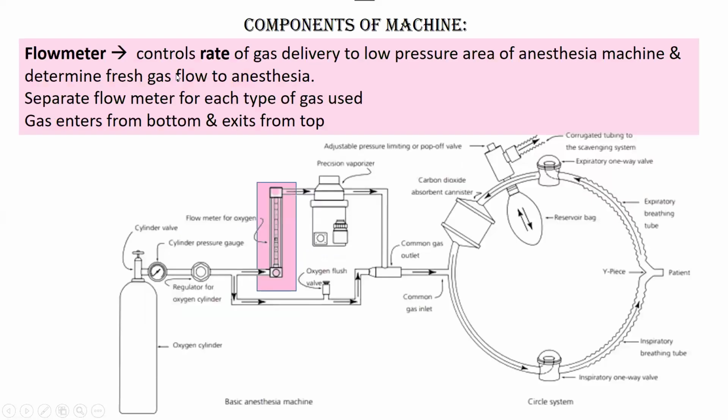Next we have the flow meter. Flow meters control the rate of gas delivery to the low pressure area of an anesthetic machine and determine fresh gas flow to the patient. So basically, this flow meter has the role of controlling the rate of gas delivery. The pressure is regulated by the regulator, but the rate of that gas is controlled by the flow meter. And there is a separate flow meter for each type of gas used, and gas enters from the bottom and exits from the top. Let me show you what this means.